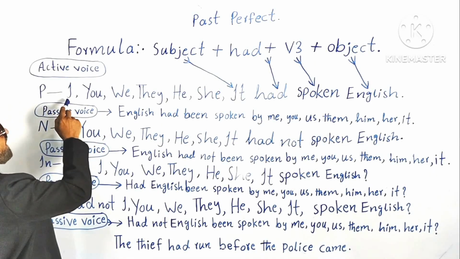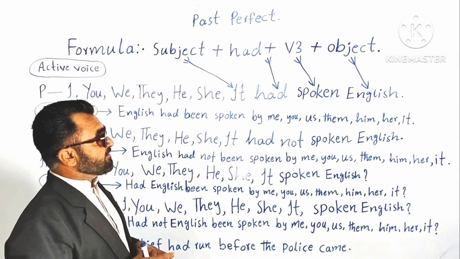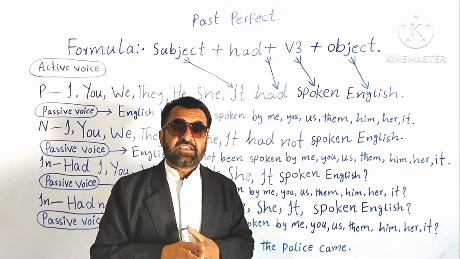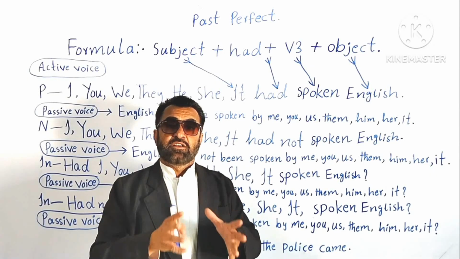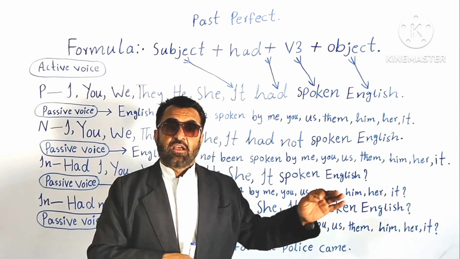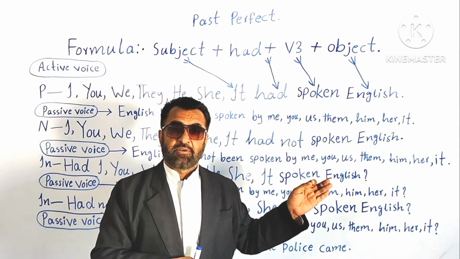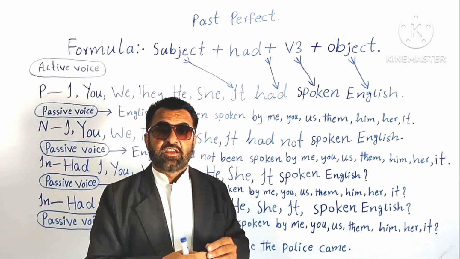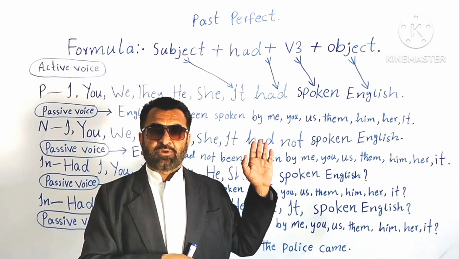Positive sentence. I had spoken English. Now here is something very good, that with each and every subject, only had is needed as a helping verb. Means all the subjects take had as the helping verb. After that, main verb, whatever that is.